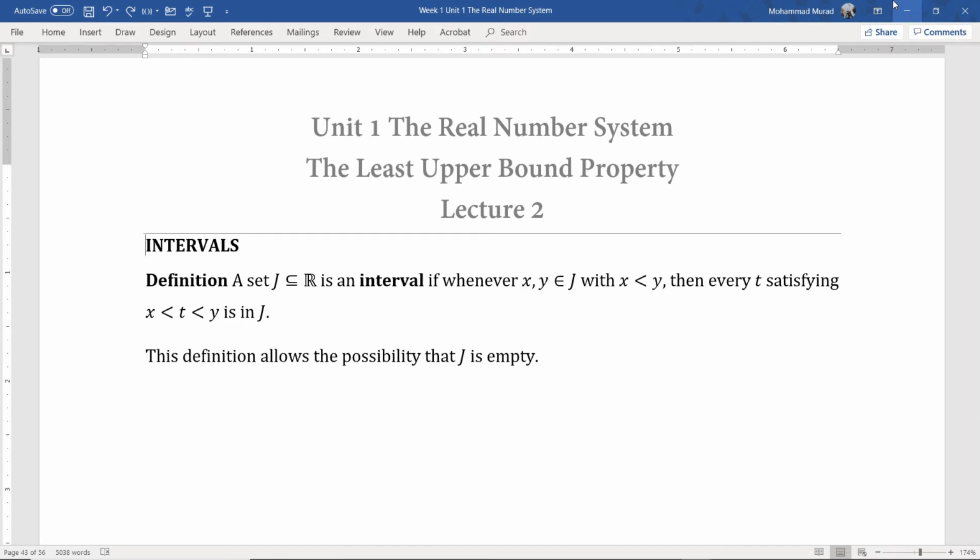Intervals. A set J, a subset of R, is an interval if whenever x and y are in J with x smaller than y, then every t satisfying x smaller than t smaller than y is in J. This definition allows the possibility that J is empty.